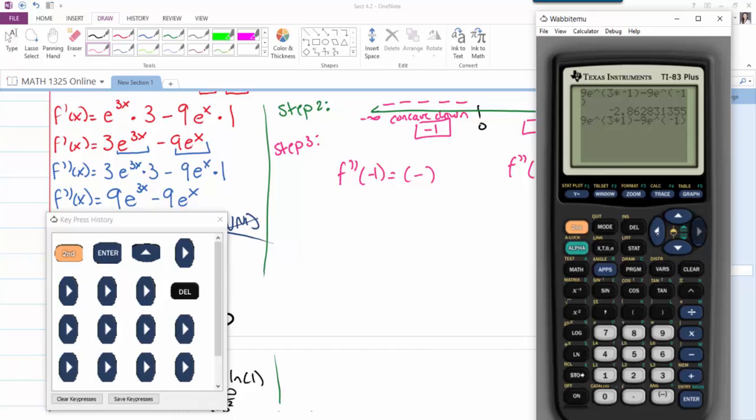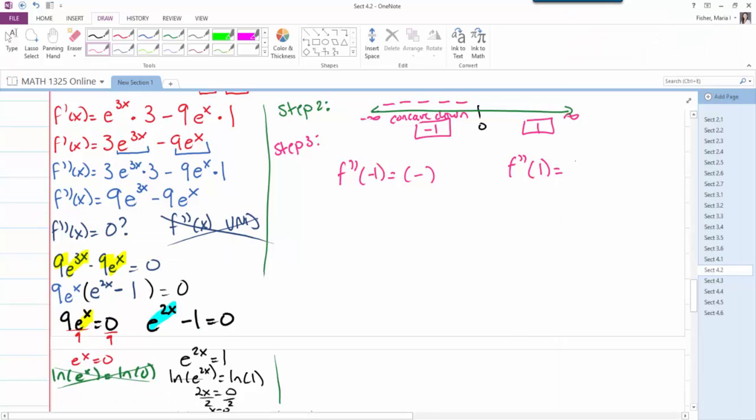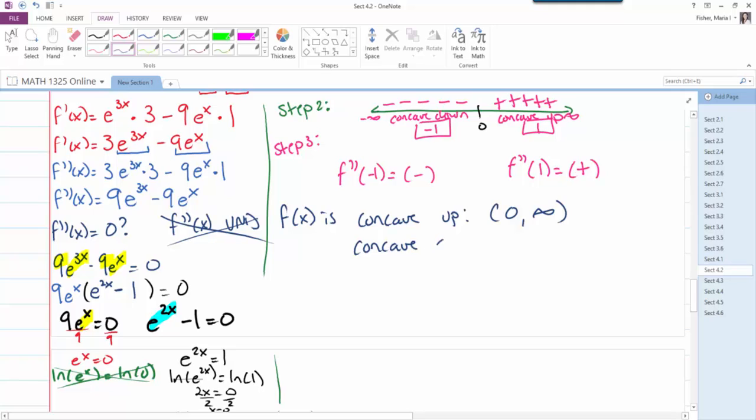So delete, delete, hit enter, and I get a positive number. So the second derivative is positive at that value, and if it's positive, that means that in that interval I am concave up. So for us, that means that f of x is concave up from the interval from 0 to infinity, and it's going to be concave down from the interval from negative infinity to 0. Since I change concavity at 0, I know that I'm going to have an inflection point.